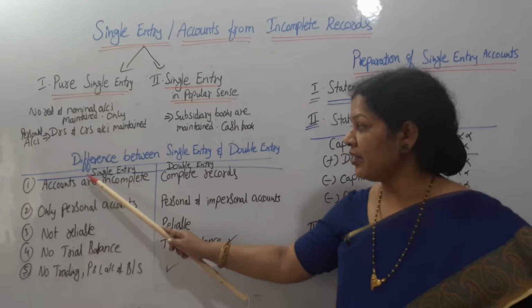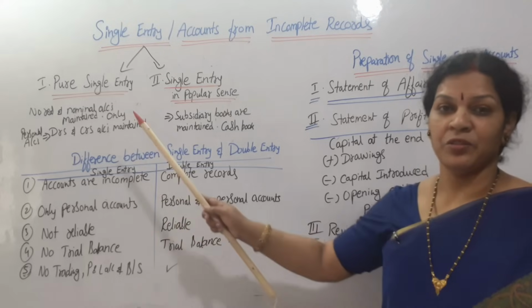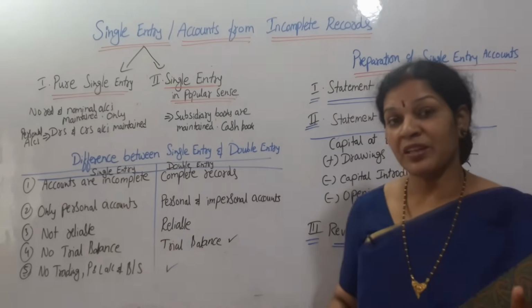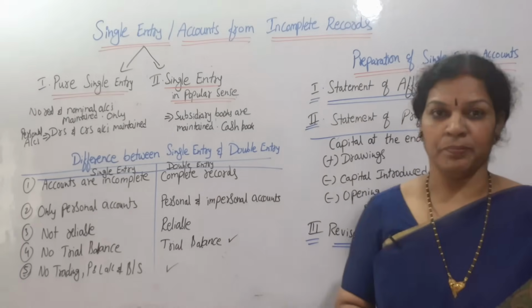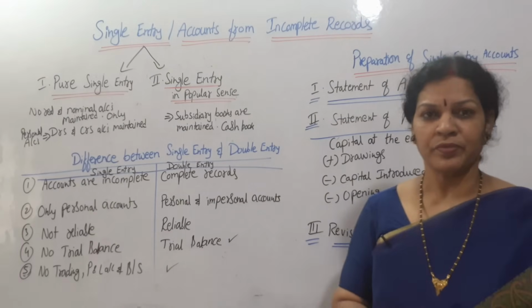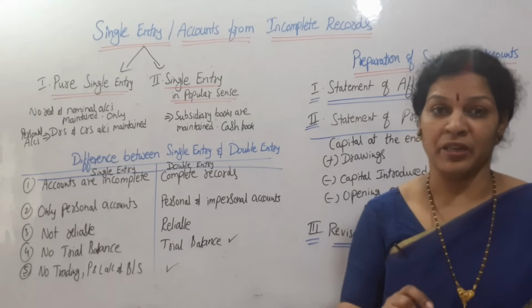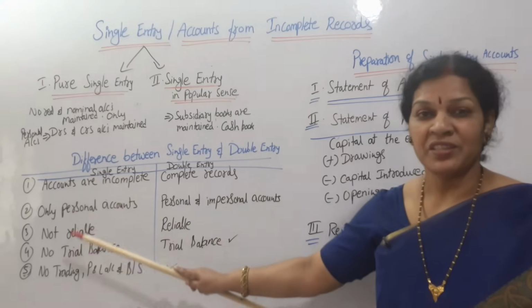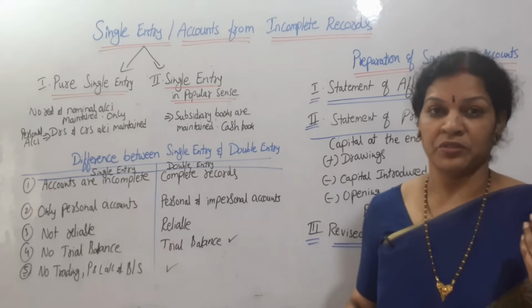The second thing is that in single entry, only personal accounts we are going to consider. As I told you, debtors account, creditors account, in that way only personal accounts are considered. But in double entry, personal and impersonal, both we are going to consider. Impersonal means real and nominal accounts. So three types of accounts are considered in double entry, but in single entry only personal. We ignore the real and nominal accounts.